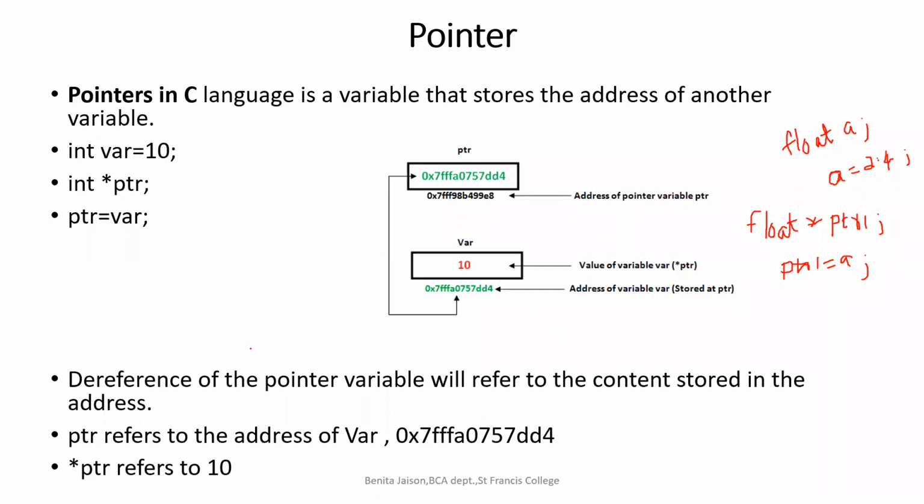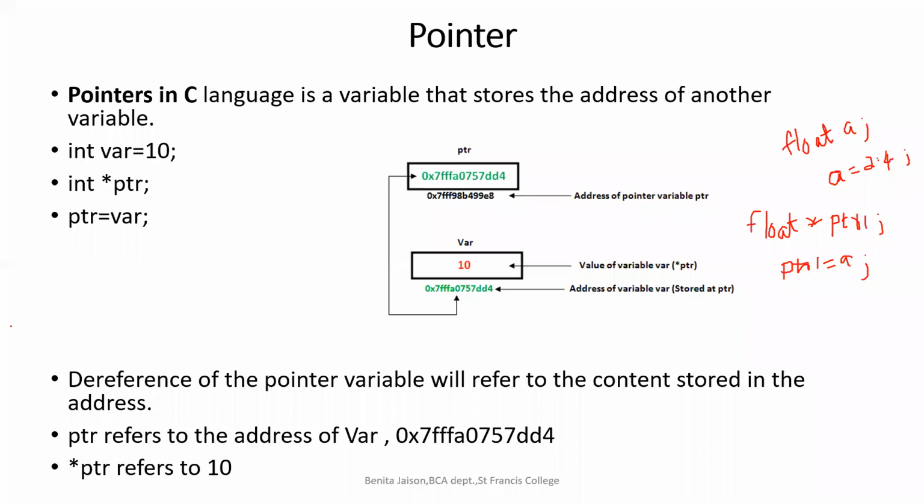So this is known as a pointer variable, and it will be having the address of another variable. Now we are moving on. Only 3 lines are there in this slide, but I am taking this much time, right? Now you have another concept called dereferencing. A pointer variable will refer to the content stored in it.